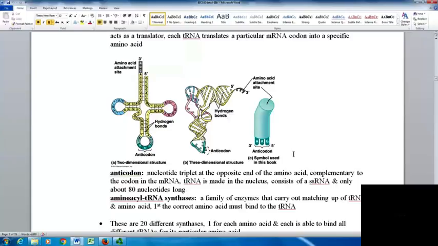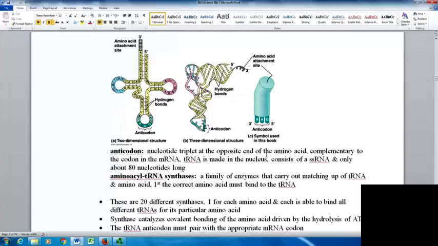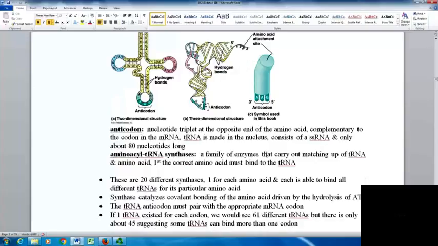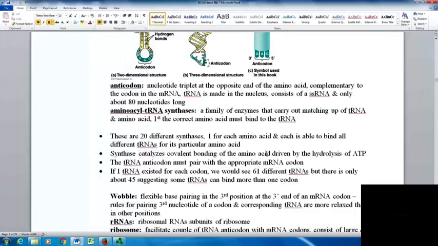So they're going to have some single-stranded RNA on them, and they're only about 80 nucleotides long. Your aminoacyl tRNA synthetases are the family of enzymes that carry out the matching up of the tRNA and amino acid. So the correct amino acid must bind to the tRNA. You have 20 different amino acids, 20 different synthetases, one for each amino acid, and each is able to bind all the different tRNAs.